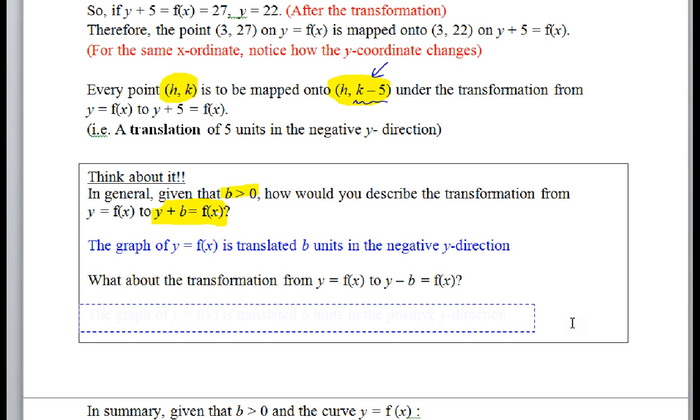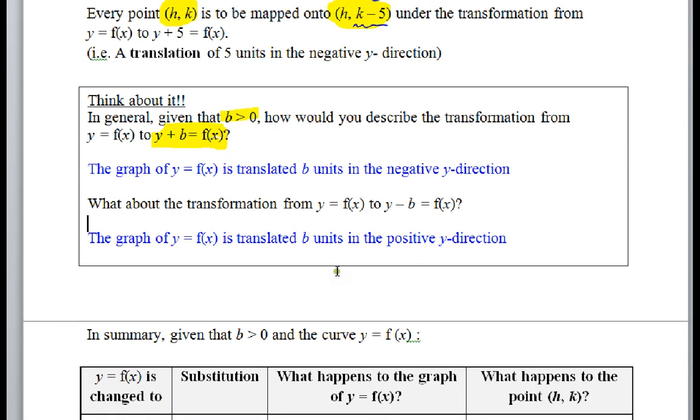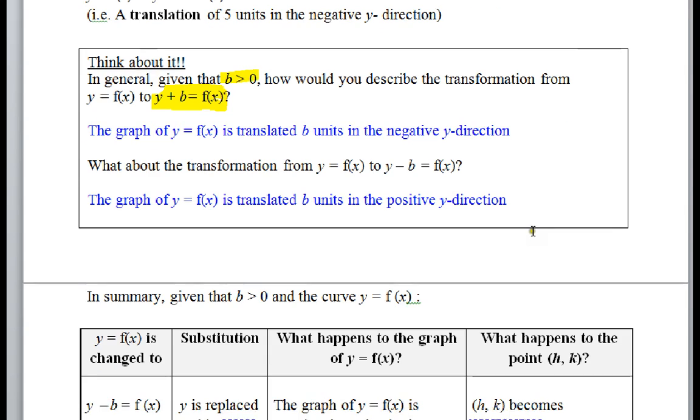Okay, I repeat one more time. It seems counterintuitive because you change this y to y plus b. It is a translation in the y direction, but it's actually in the negative y direction. What if it's y minus b? Okay, done. Just change the negative to positive, done.